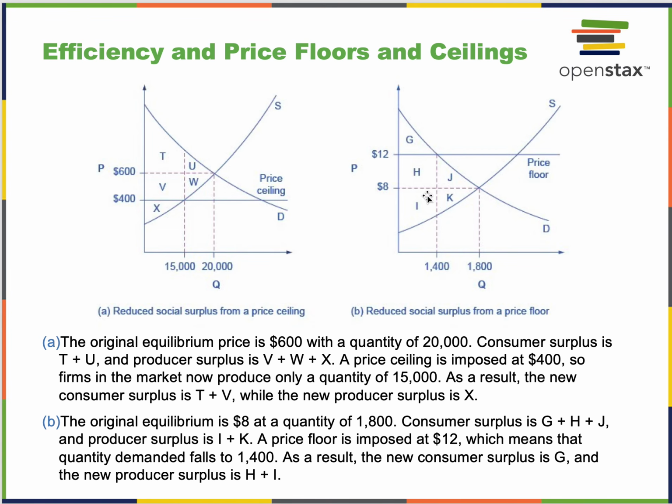So the same things apply here. The consumer surplus at equilibrium is these three, G, H, and J, and the producer surplus is I and K. If we go up to here, now the consumer surplus becomes G only, and the producer surplus is H and I. But you end up with a surplus.